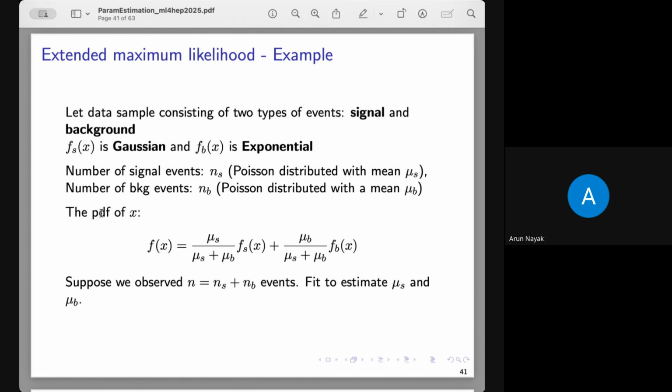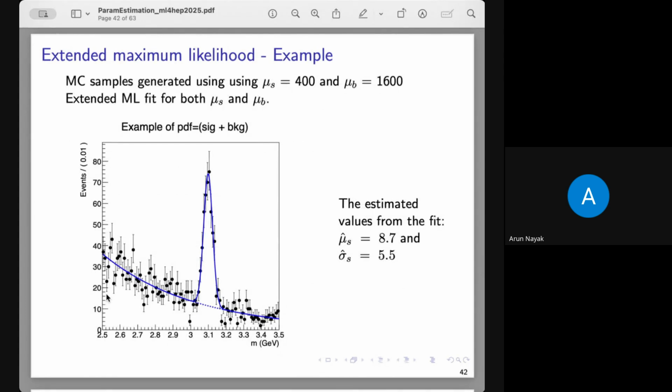Okay. Now the total PDF can be written as the fraction of signal events times the signal PDF plus the fraction of background events times the background PDF, with the total number of observed events n being ns plus nb. Now when we fit this, we expect to get the estimations for mu_s and mu_b. So this is what is shown here.